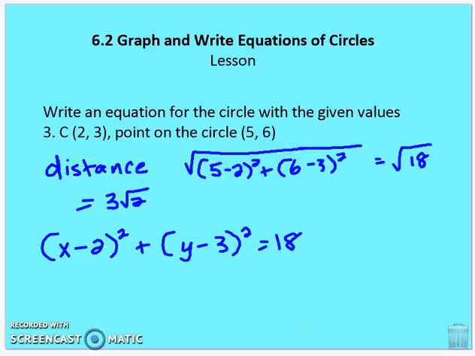Problem number 3, I'm going to use the distance formula to figure out that the distance from (2, 3) to (5, 6) is 3 root 2. 3 root 2 squared is 18. I have the center already, so all I have to do is figure out the length of the radius. So (x minus 2) squared plus (y minus 3) squared is equal to 18.